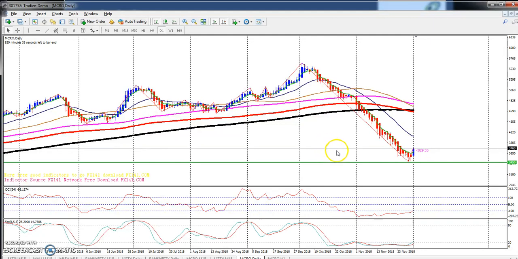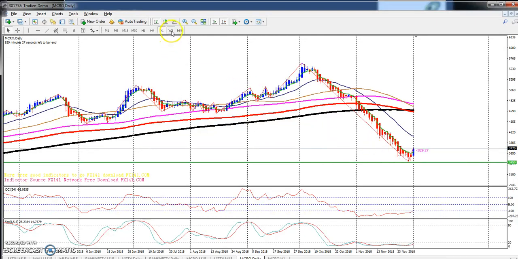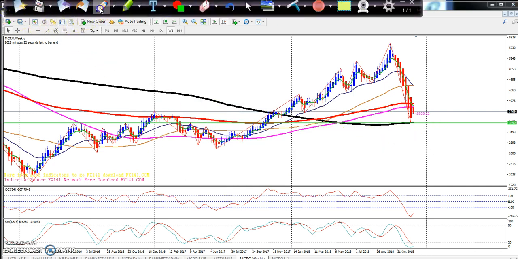As I mentioned earlier, this is the big support on the weekly chart. I used the 200 simple moving average to find this support line. Here we got a big support around 3450. This is the big support you can see here.